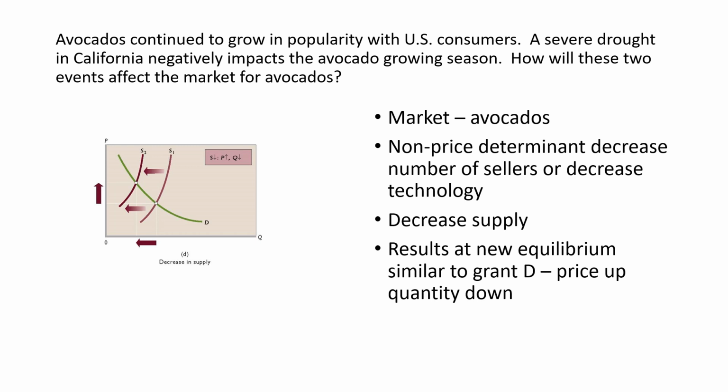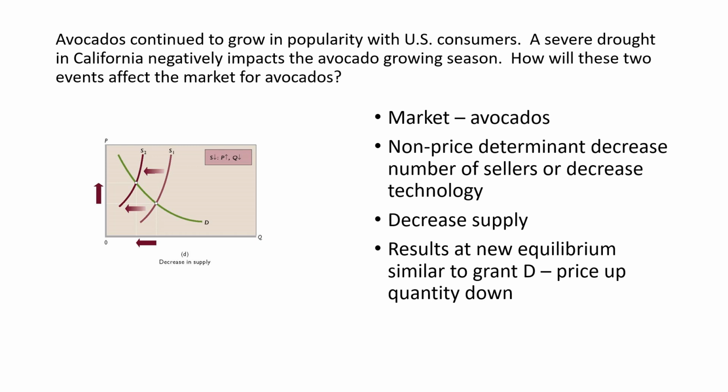So again, the market's avocados, the non-price determinant, decreased number of sellers, or you may have come up with decrease or disruption in technology. Either one of those non-price determinants will work. That causes a leftward shift of the supply curve. Leftward shift of supply causes what? Price increase, quantity decrease. Again, if this were the only event that happened, the new equilibrium would be higher equilibrium price, decrease in equilibrium quantity.